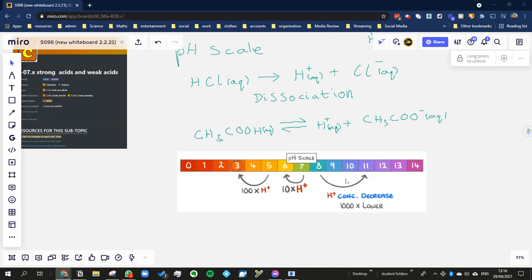Likewise, if you went up the scale, you would reduce the concentration. So as you go from 8 to 11, you're going to reduce the concentration. It's going to be 1,000 times lower this time.